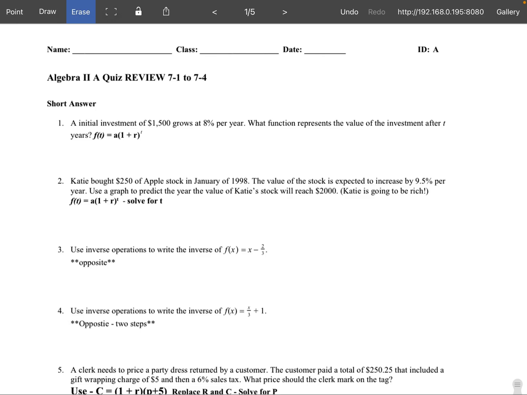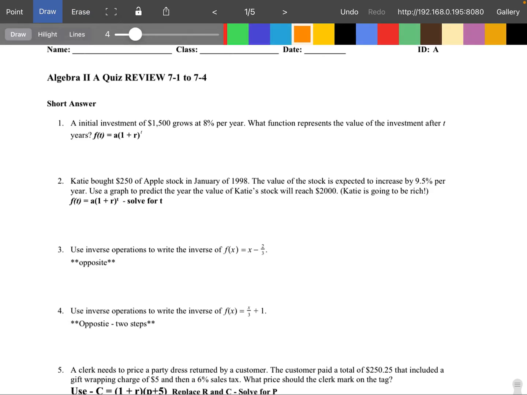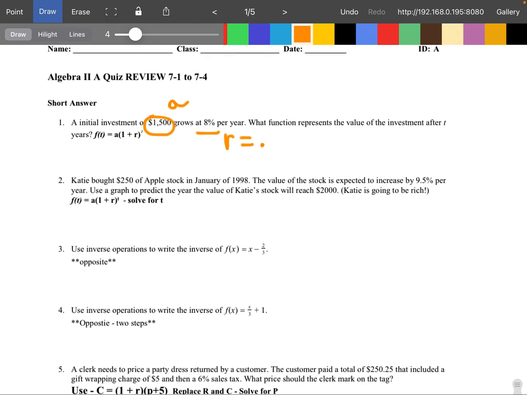So the first question says an initial investment of $1,500 grows at 8% per year. What function represents the value of the investment after t years? And I helped you out there by giving you the equation you would need. Remember, A stands for the initial, so in this case 1,500 would be your initial. And your rate is 8%. Now remember, you have to convert 8% into a decimal. So you either divide by 100 or move the decimal place 2 to the left. Moving it 2 to the left would be 0.08.